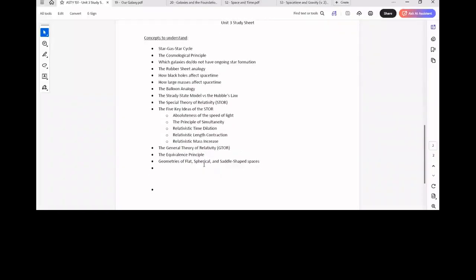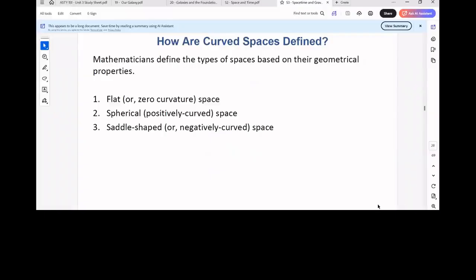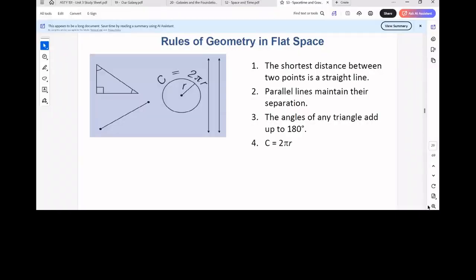And then last here, we have the geometries of flat, spherical, and saddle-shaped spaces. Here's a slide from our notes from the S3 Spacetime and Gravity section of notes. If space is flat, then it has zero curvature. That means that we can approximate it as being the same as what you could draw on a sheet of paper. So the shortest distance between 2 points would be a straight line. Parallel lines would never get closer together or further apart as they propagate. If you draw a triangle, the interior angles are going to add up to exactly 180 degrees. And if you drew a circle, that circumference would be 2 pi times the radius of that circle.